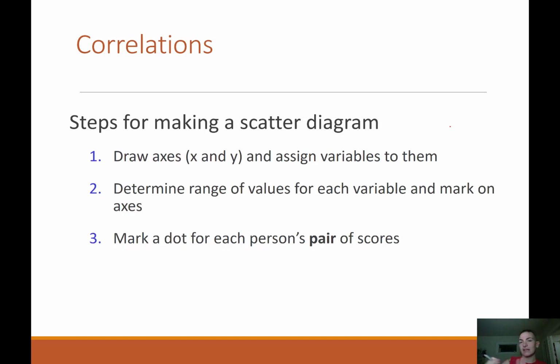You want to make sure that the axis spans the full range of possible values for each axis, the x and the y. And then finally, you're going to put a dot on the graphing plane that represents each individual's pair of scores.